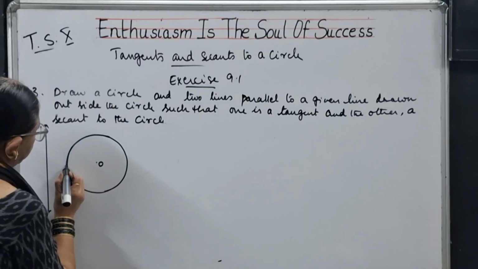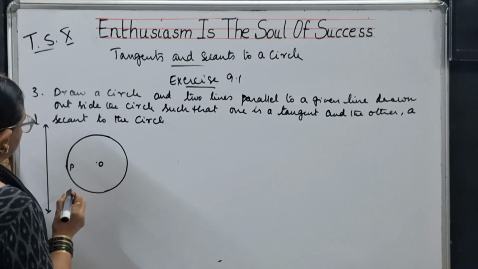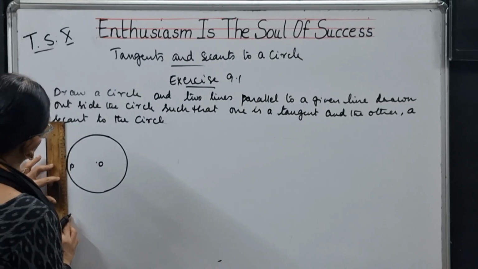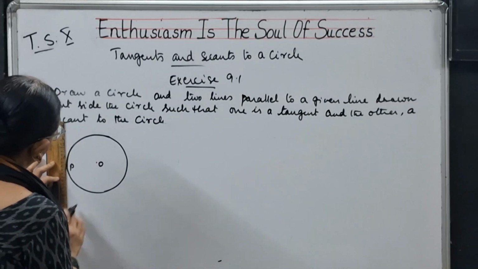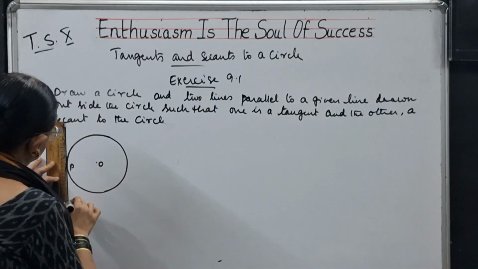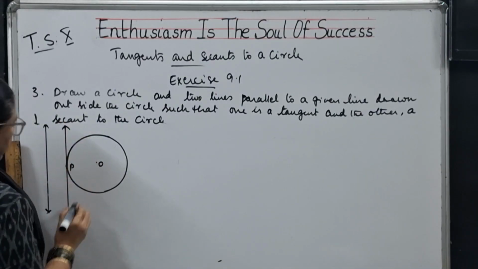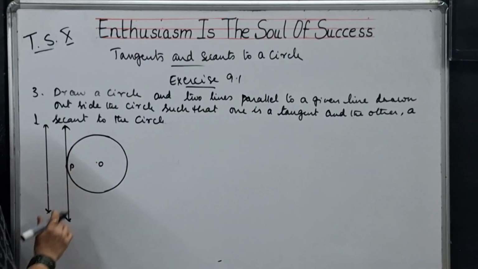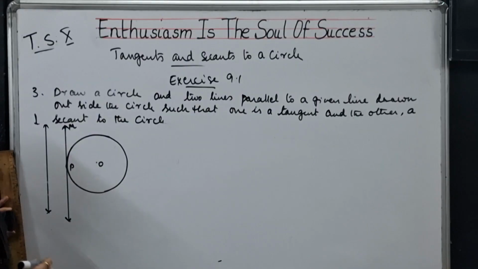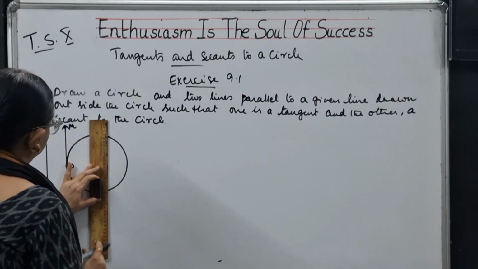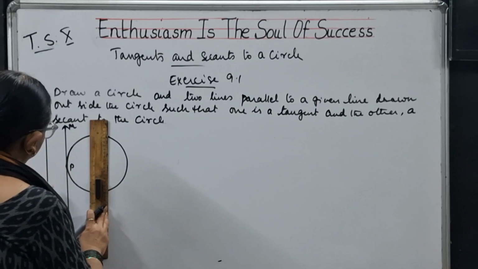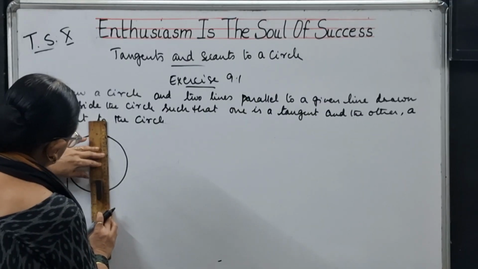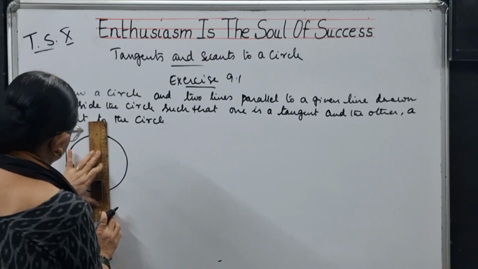So you can keep a point here. You can consider it as P so that you can draw a line parallel. See children, for a parallel line you can keep a scale like this and then draw a line. Definitely this will be parallel, because we need not do the parallel construction here. So see, this is P, this is L, this is M. This is the tangent. And another one which is parallel to M, if it is parallel to M, automatically it is parallel to L, in such a way that it is a secant.